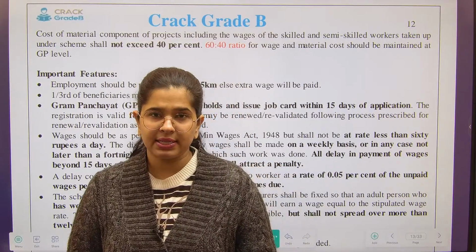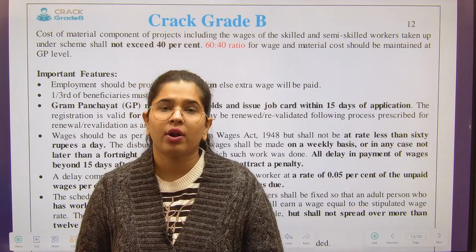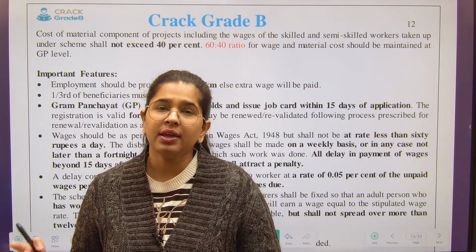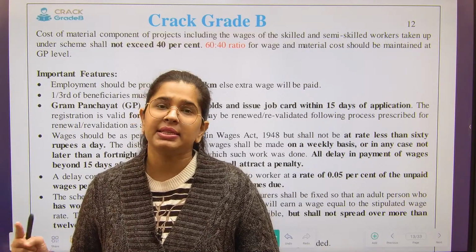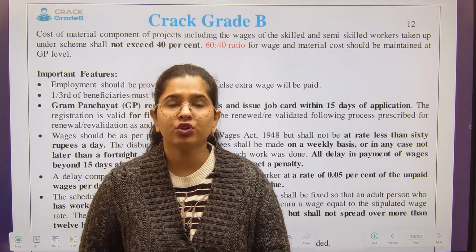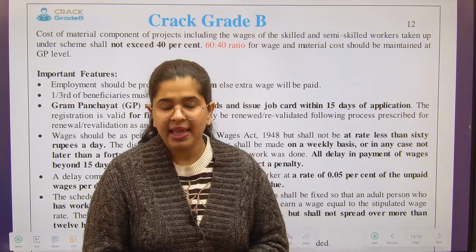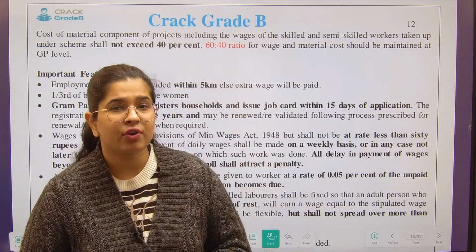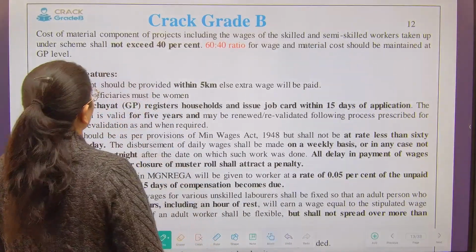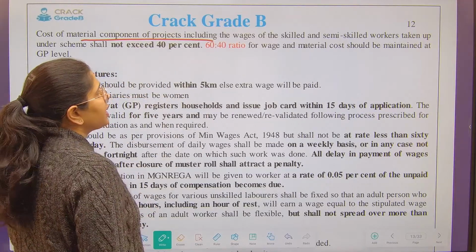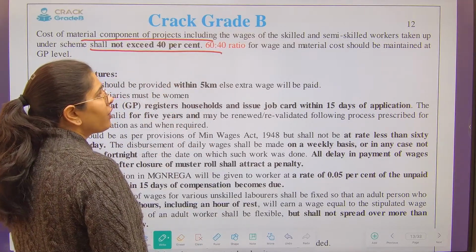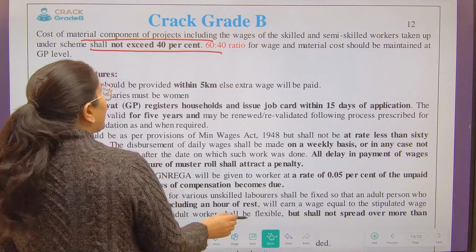That means 60% out of the total project cost should be your labor payment, that too to unskilled workers, and the remaining 40% should be for the material. Material including the semi-skilled and the skilled workers. That means the 60% of the wage ratio we want to maintain should go to the unskilled laborers. Then only the objective of this particular scheme will be successful, right? So that's what they are saying over here, that the cost of material component of the projects, including the wages of skilled and semi-skilled workers, shall not exceed 40%. The 60-40 ratio for wage and material cost should be maintained at the Gram Panchayat level.